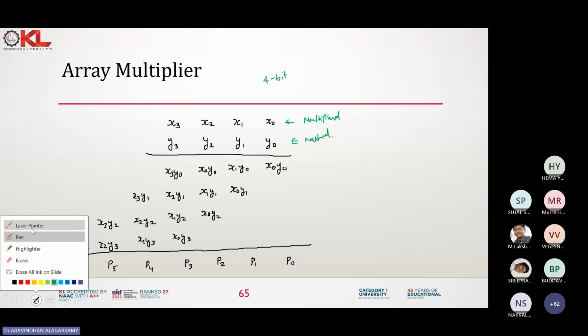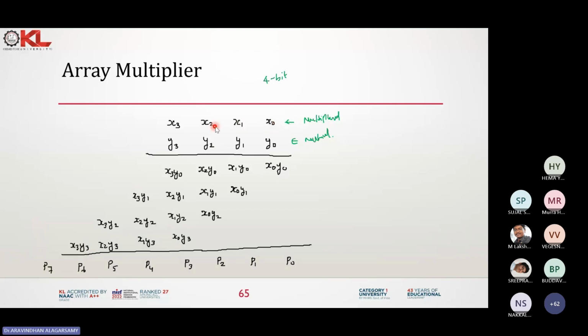And what are my multipliers? Your y0, y1, y2, y3. Let me form the partial product. How can we do? We can take y0 and multiply with the multiplicand: x0 y0, x1 y0, x2 y0, x3 y0. We have completed this. Then we take y1 as the next one and multiply with your multiplicand: x0 y1, x1 y1, x2 y1, x3 y1.